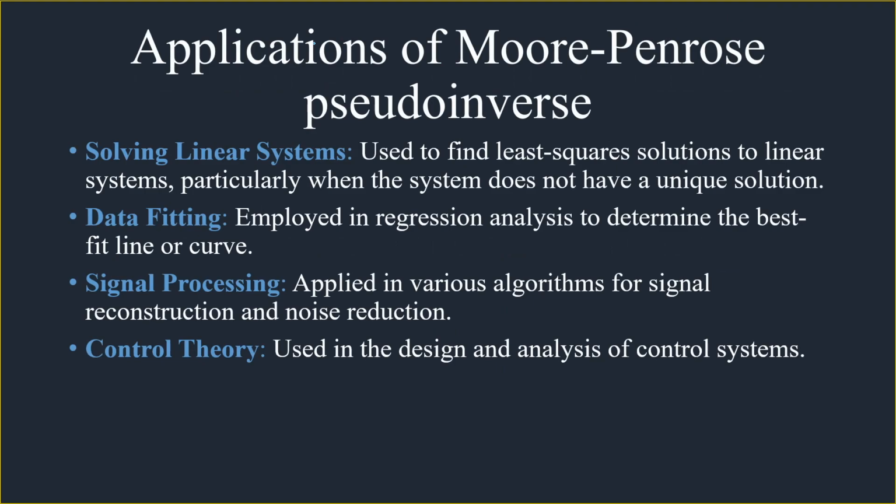So what are the applications of the Moore-Penrose pseudo-inverse? It can help you to solve linear systems. It can be used in data fitting, in signal processing, and control theory. How can it help in solving linear systems? It is used to find least square solutions to linear systems, particularly when the system does not have a unique solution.